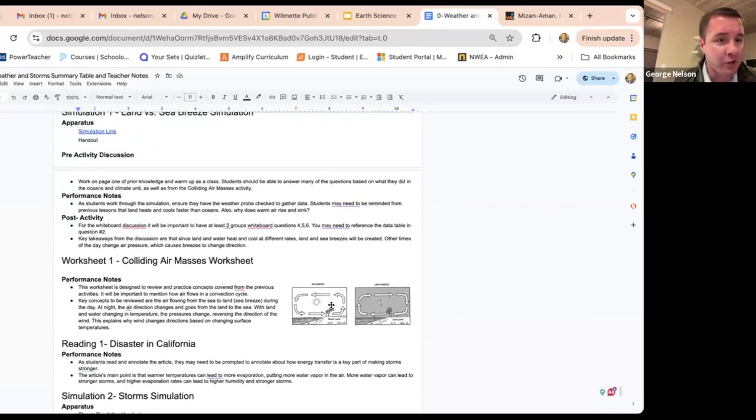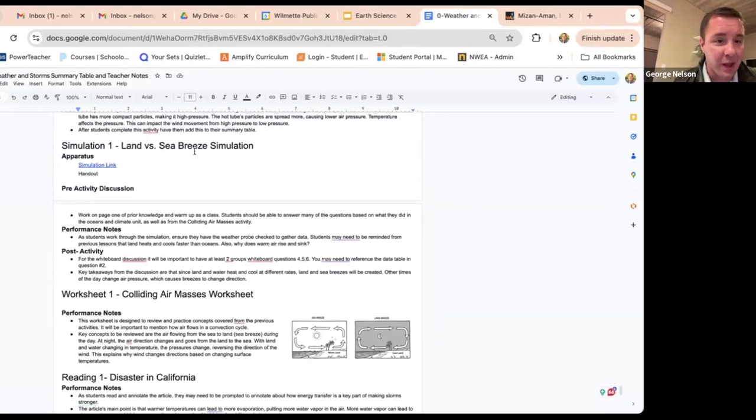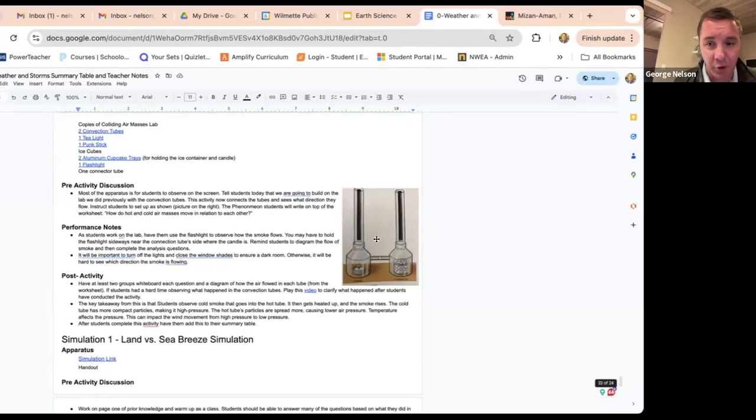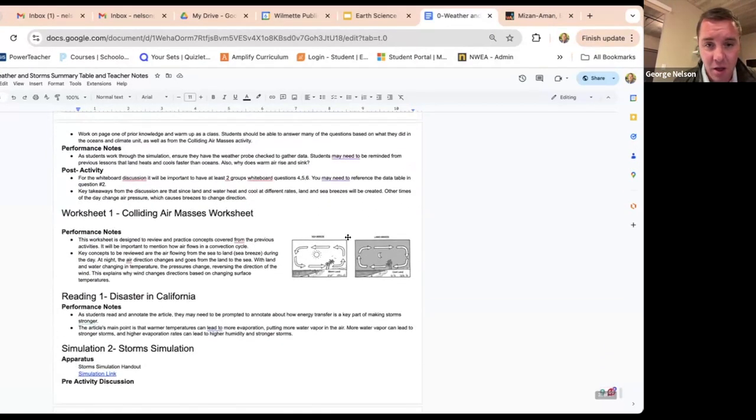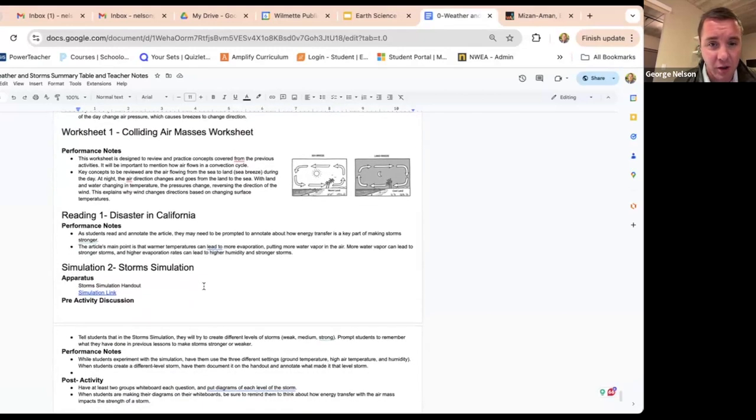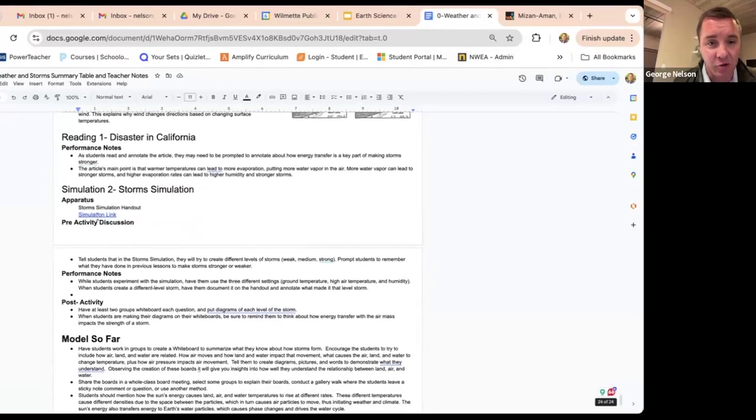We started talking about building up into breezes, land breezes and sea breezes, where we build off of this convection tube here, and we start talking about air masses and apply it in the worksheet here. And then that finally leads us into a storm simulation.